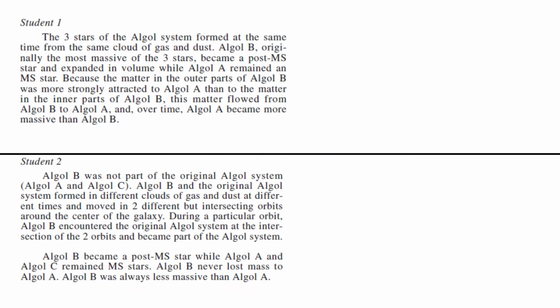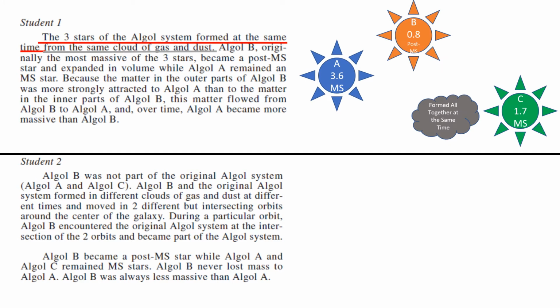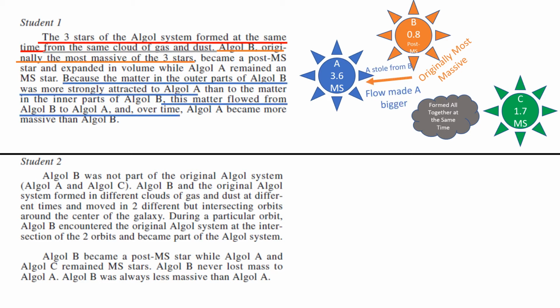So step 2 is to identify the differences, and sometimes it helps to draw pictures, at least it does for me. So the 3 stars formed at the same time around the same cloud of dust. Algol B originally was the most massive, so I just wrote most massive. You could just write big. Because the matter in the outer parts of B was more strongly attracted to A, the matter flowed from B to A over time. So A stole from B, and the flow made A bigger.